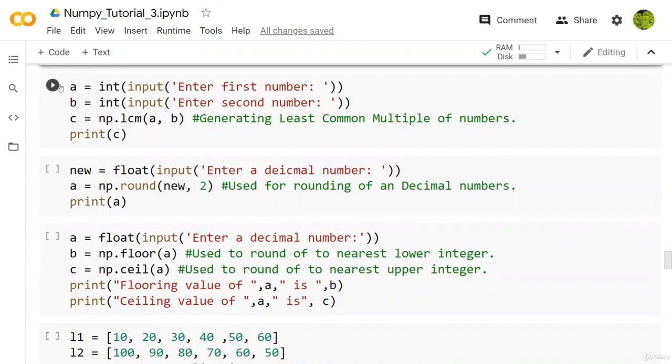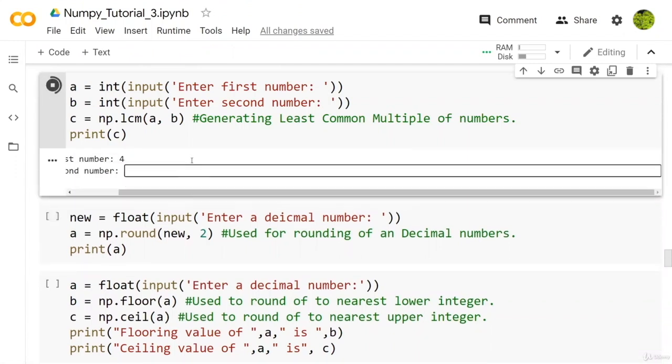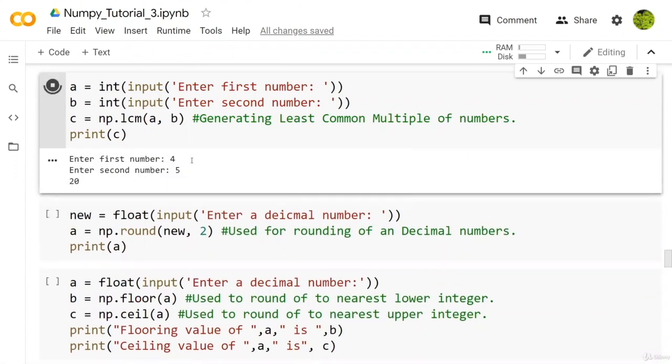Okay, great. So now suppose I have two numbers. I'm going to take these two numbers from the user itself, and I'm going to find out the LCM of that. So suppose I take 4, press enter, then 5, press enter. Okay, 20 is the LCM of that.